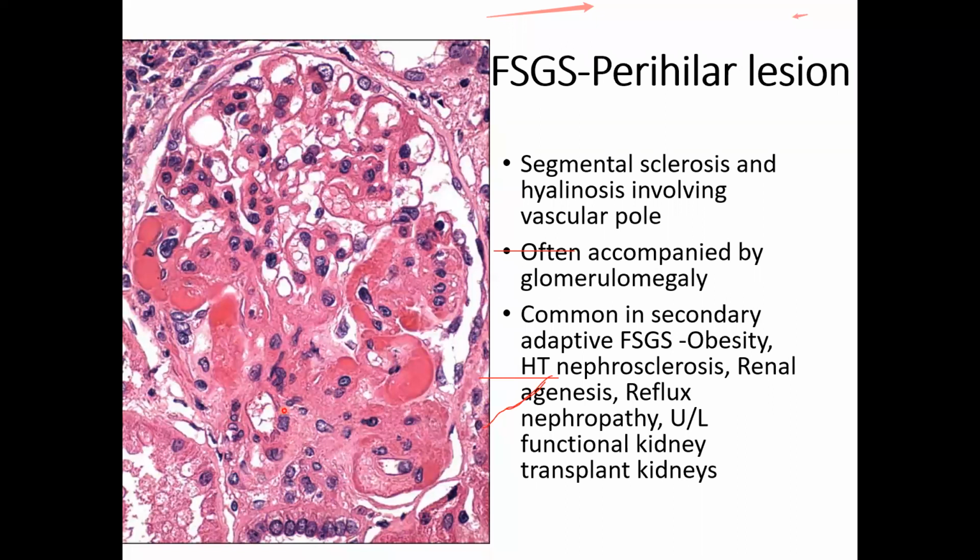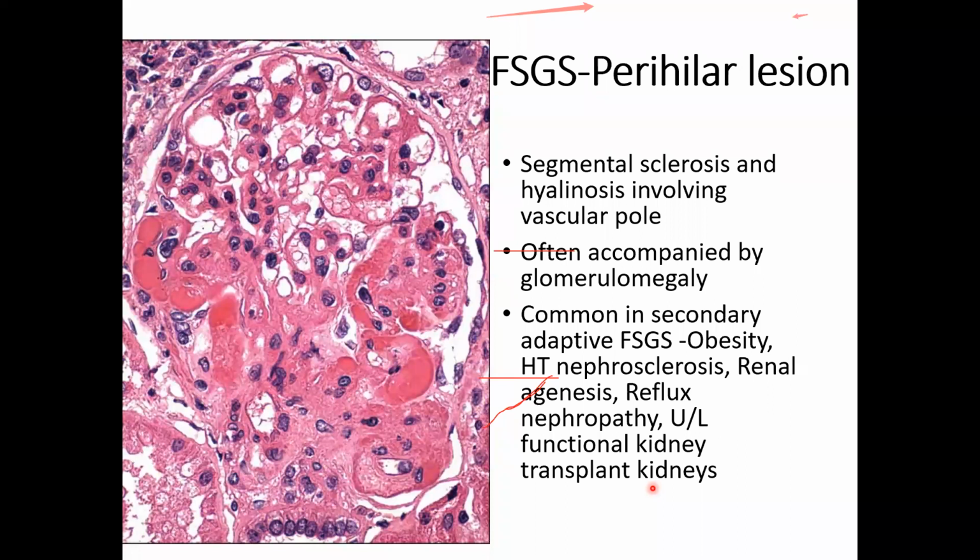Here the segmental sclerosis and hyalinosis involve the vascular pole, and this lesion is usually accompanied by glomerulomegaly. This is the common type of lesion observed in the secondary adaptive form of FSGS, such as obesity, hypertensive nephrosclerosis, renal agenesis, reflux nephropathy, and in transplant kidney. In a transplant kidney there is only a single kidney, so that is also one form of adaptive response. In those conditions, these perihilar lesions can be there.